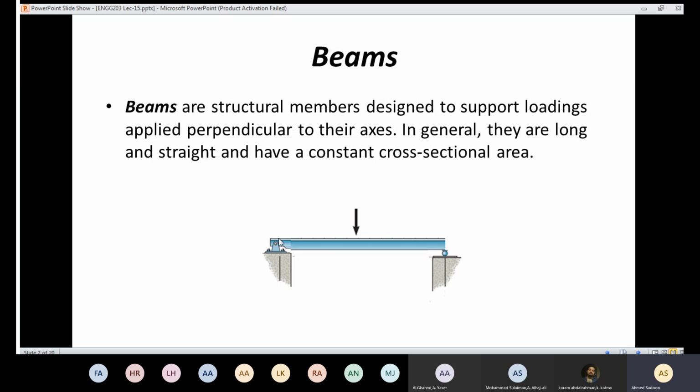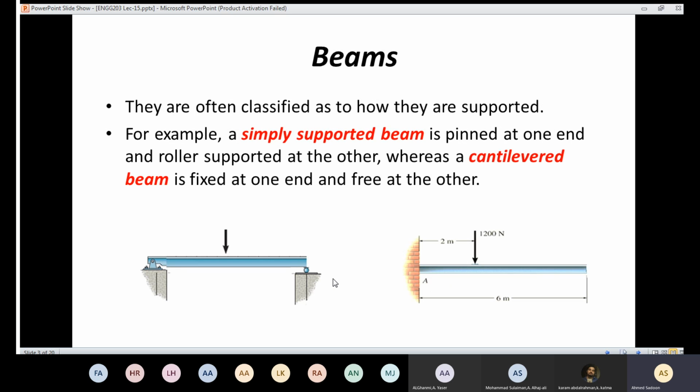The beam usually is going to be straight and long, and the cross section is going to be constant. So the cross section here is the same as here, and the same as here, and the same as here. And we call this a beam. And we have different names for the beam. It depends on the support.